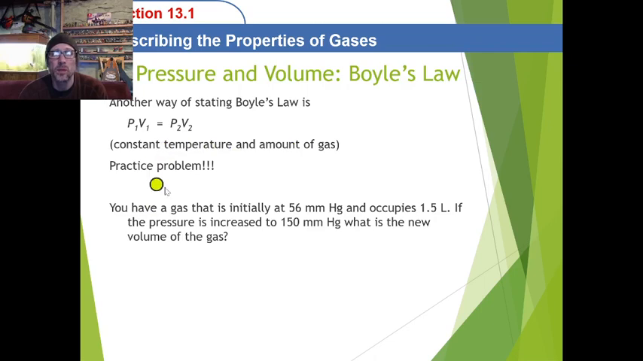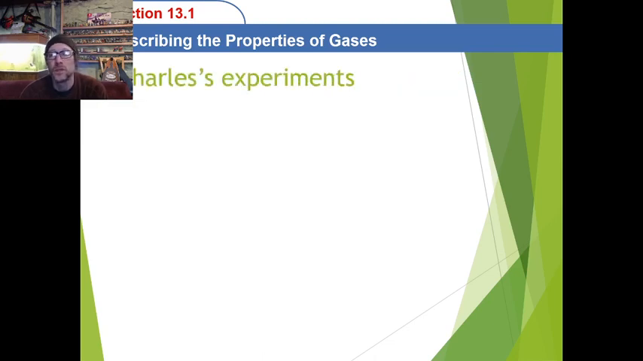We can do a real quick practice problem. I taught you guys you need to write this stuff out. When I read this, it says you have a gas that is initially at 56 millimeters of mercury. That would be my first pressure. It occupies 1.5 liters. That would be my first volume. If the pressure is increased to 150 millimeters of mercury, that's my next pressure. My only unknown in this equation now is V2. I can solve the problem for V2.